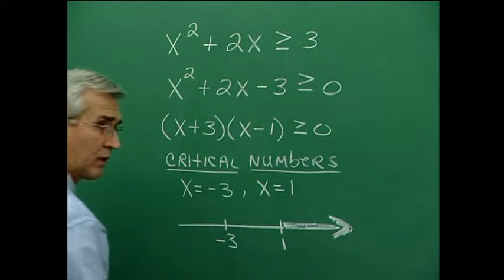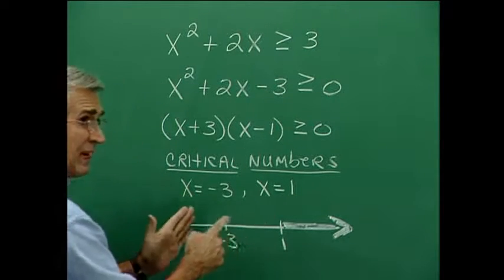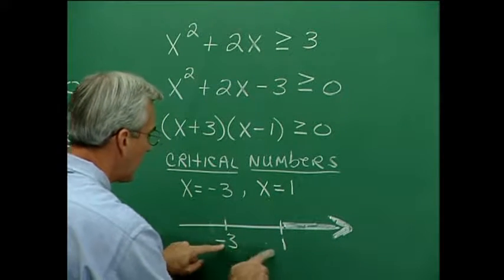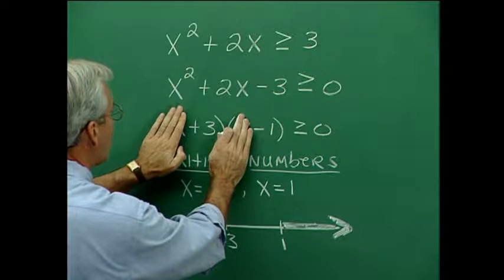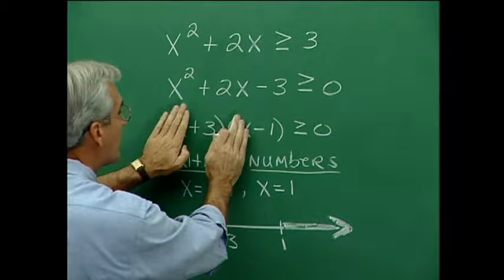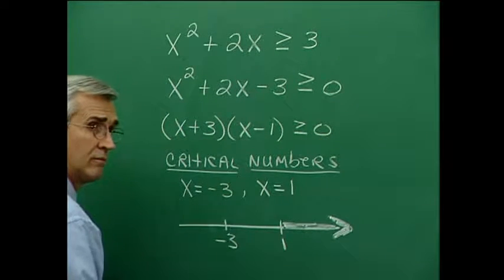Now, we'll test the critical point in just a moment. In this region, we do need to pick a value. Negative 3 to 1, 0 is in here. Pop 0 in place of the x's, and we have 3 times negative 1. That's a negative value. Negative value greater than or equal to 0? No. So this is not a solution region.